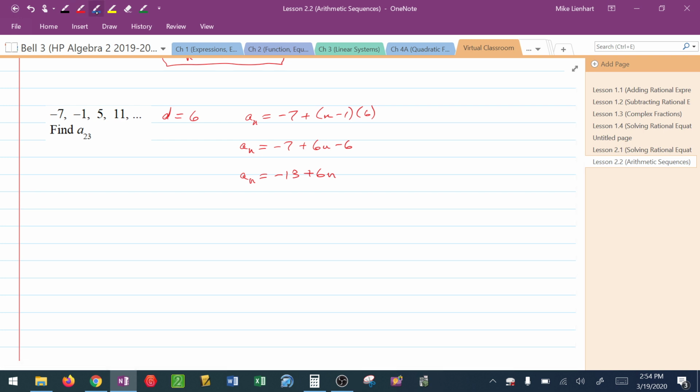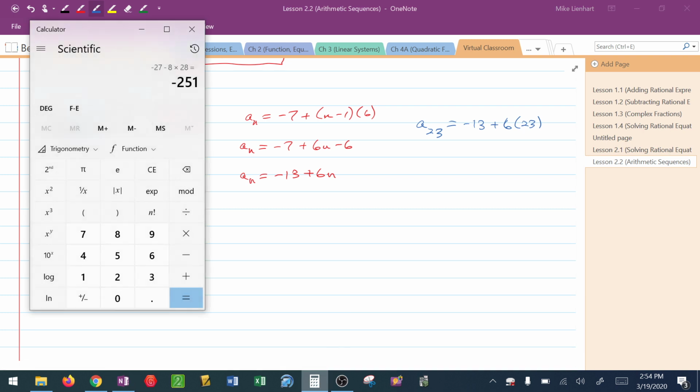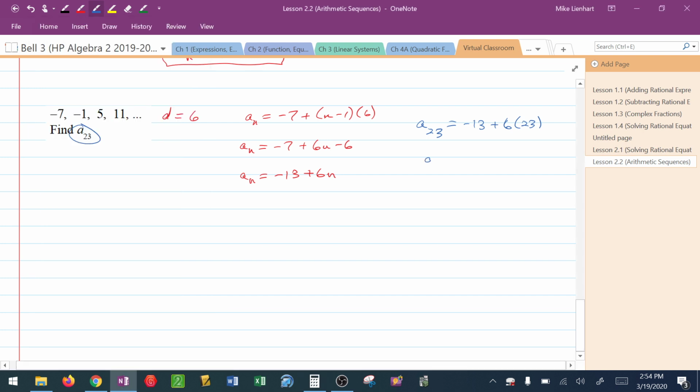I'm now going to worry about finding the 23rd position. Why? Because that's what they are asking for. So the 23rd term would be negative 13 plus 6 times 23. Grab my calculator. Negative 13 plus 6 times 23. And I get that the 23rd term is 125.